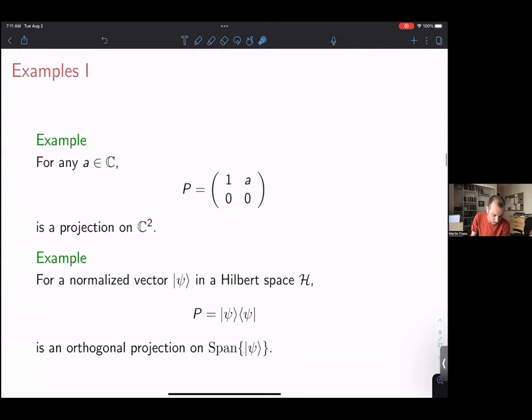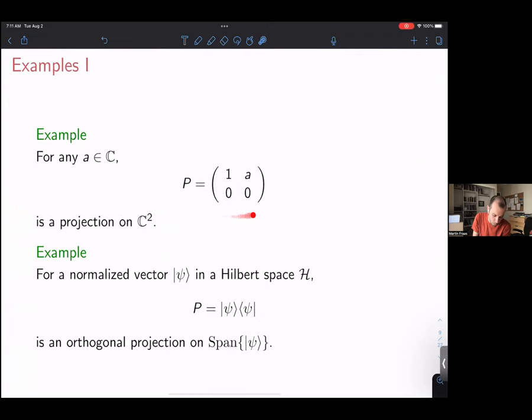In a 2x2 example, if you take a 2x2 matrix P that looks the following way, then for any complex number A, if this is a projection on C2, or real number, if this is a projection on R2, it is a projection. You can check that P squared is equal to P. For A not equal to zero, this projection is not orthogonal in the standard Euclidean metric. For A equal to zero, this is an orthogonal projection. This is a very concrete example, and the remaining examples would be more abstract.